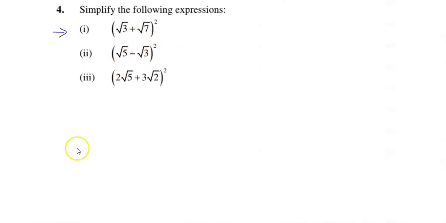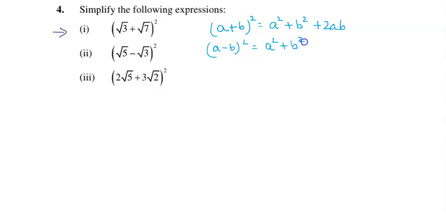Okay, so question number 4 that I was telling. Let me change the ink. I will take this blue. So root 3 plus root 7 whole square. I already told students, a plus b whole square is equal to a square plus b square plus twice ab. A minus b whole square is equal to a square plus b square minus twice ab. So I have already explained this in class. I am repeating again, so you understand it carefully this time.